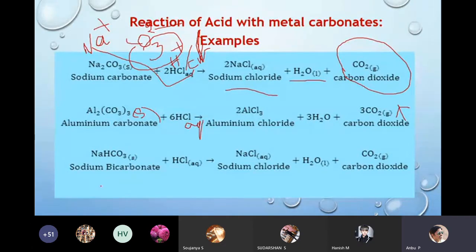The third equation is sodium bicarbonate, NaHCO3. Sodium bicarbonate can also be called baking soda. When the baking soda is added to HCl, it forms NaCl, H2O, and then carbon dioxide gas. So this is how acids react with metal carbonates, a simple chemical reaction. Even if it is a metal bicarbonate, like hydrogen carbonate, the same reaction happens. Is this clear? Any questions regarding this?